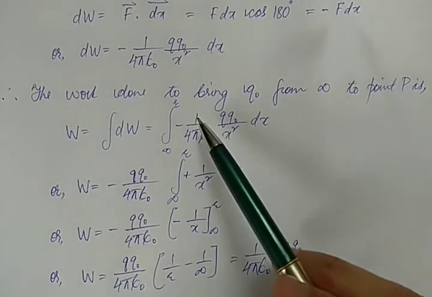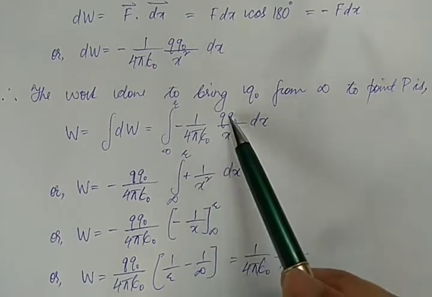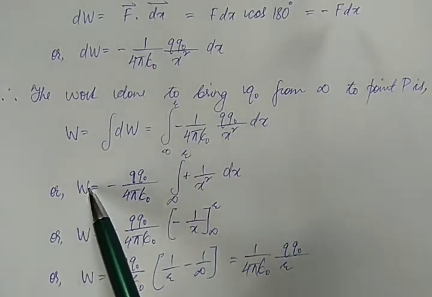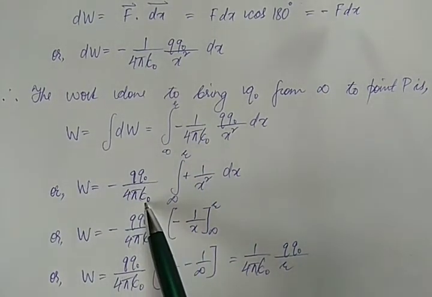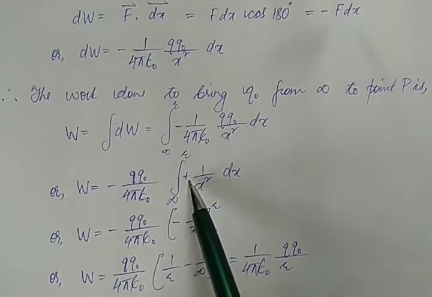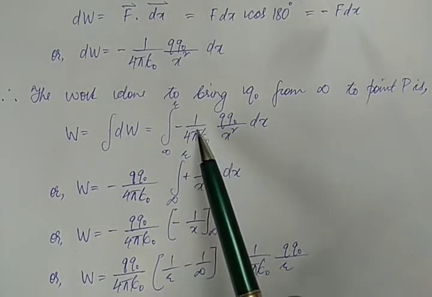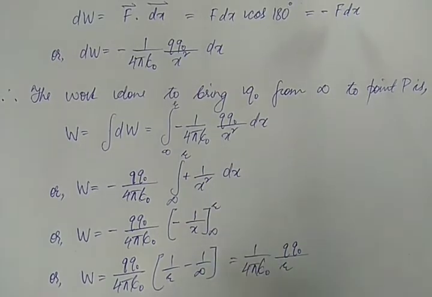Now, since 1 by 4 pi epsilon naught, q naught and the minus sign are all constants, they can be taken out of the integral sign. So W is minus q naught by 4 pi epsilon naught, integration from infinity to r. Here there is a plus sign. I happened to write a minus sign over here, but the minus sign is already taken out, so that minus is actually a plus. Please do not get confused, and of course you don't have to write this plus sign. What is left inside the integral is 1 by x squared dx.